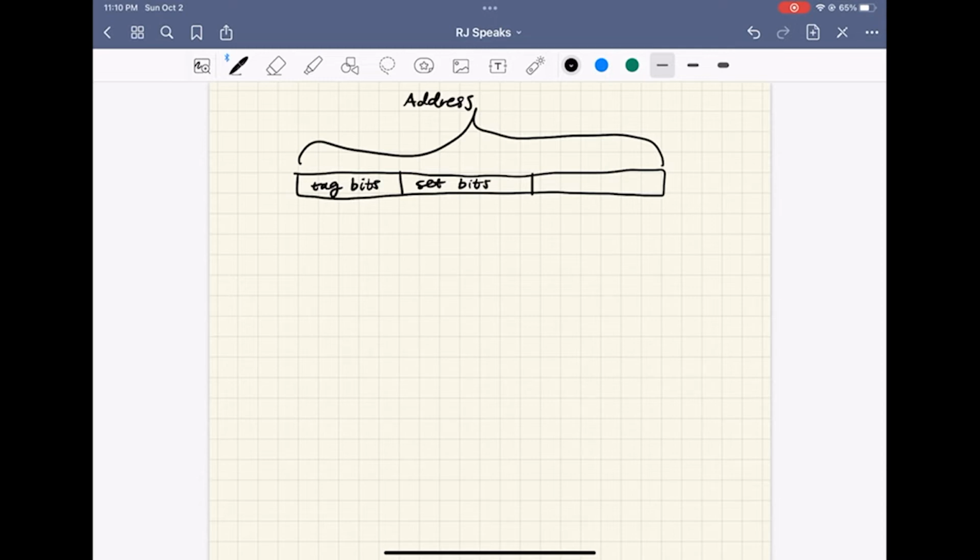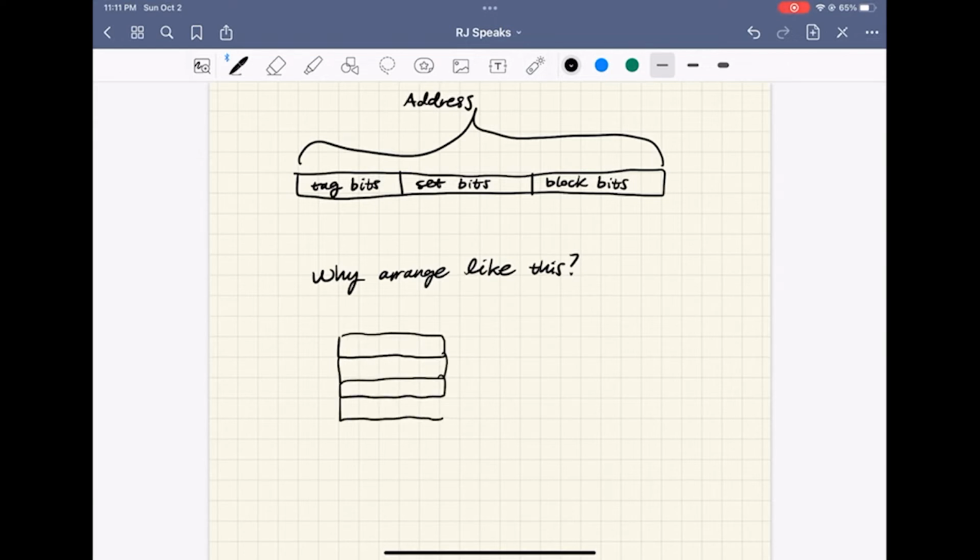And the last section are the block bits, which identify which item within the box the item is. A question: why are the bits arranged like this? Well, say that you have a small array of some elements, like 4 elements. Since we want good spatial locality, we'll ideally want the elements to be packaged in the same box, so that you can just load one box from memory and you're basically good.